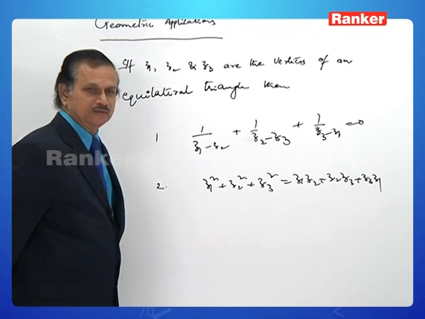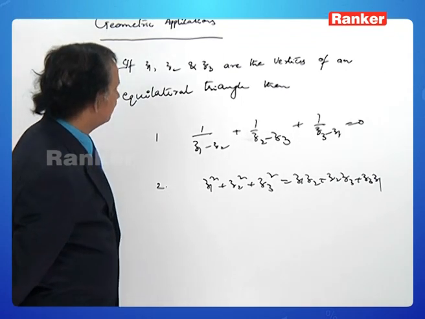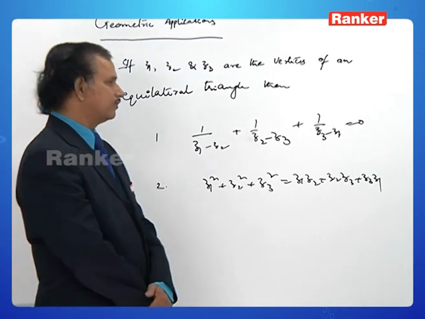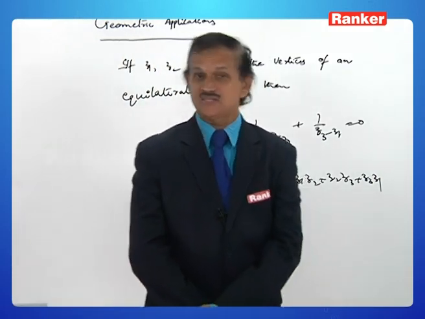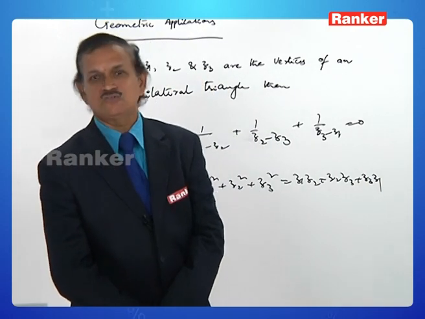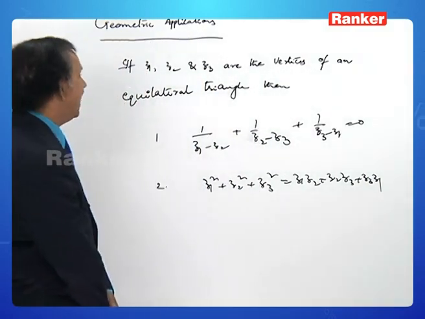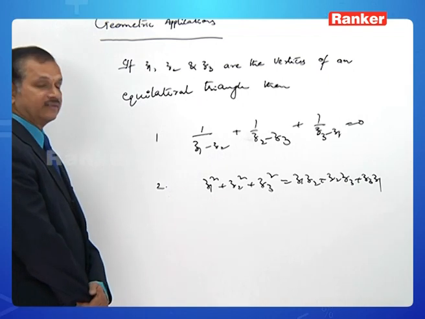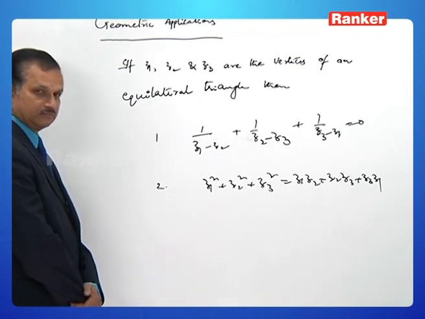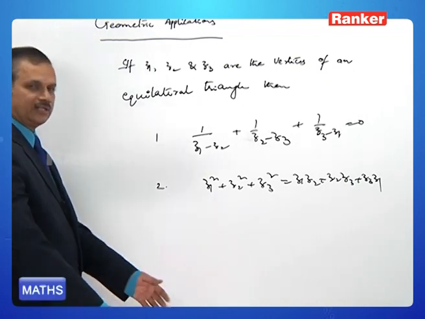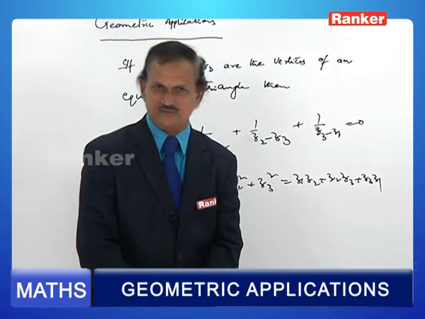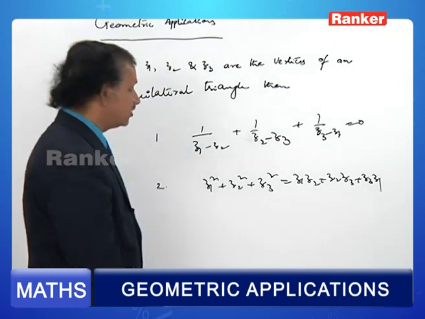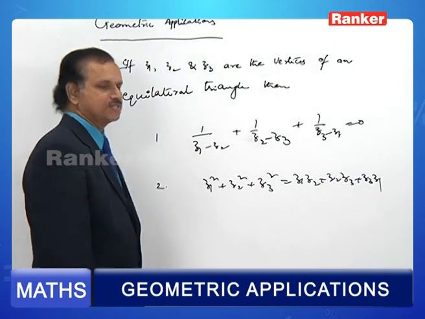What does it mean? |z2 - z1| = |z3 - z2| = |z3 - z1|. All the sides are equal. All the angles are also equal. Therefore, amp((z2 - z1)/(z3 - z1)) = π/3. By making use of those concepts, you can arrive at this condition.